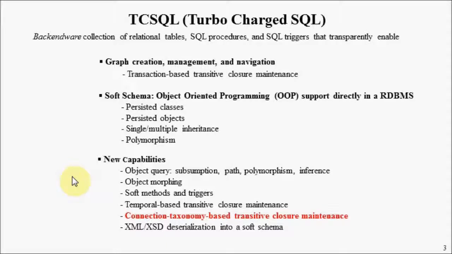To address the challenges identified on the previous slide, we're going to use a technology called TCSQL. In particular, we're going to look at its capability of being able to take a taxonomy of different kinds of connections and be able to apply transitive closure to multiple kinds of connections identified in that taxonomy.